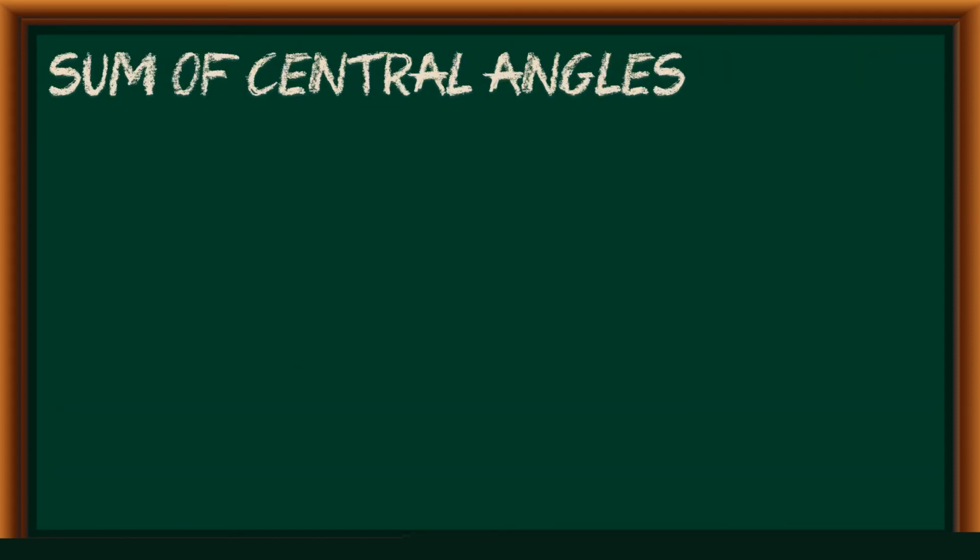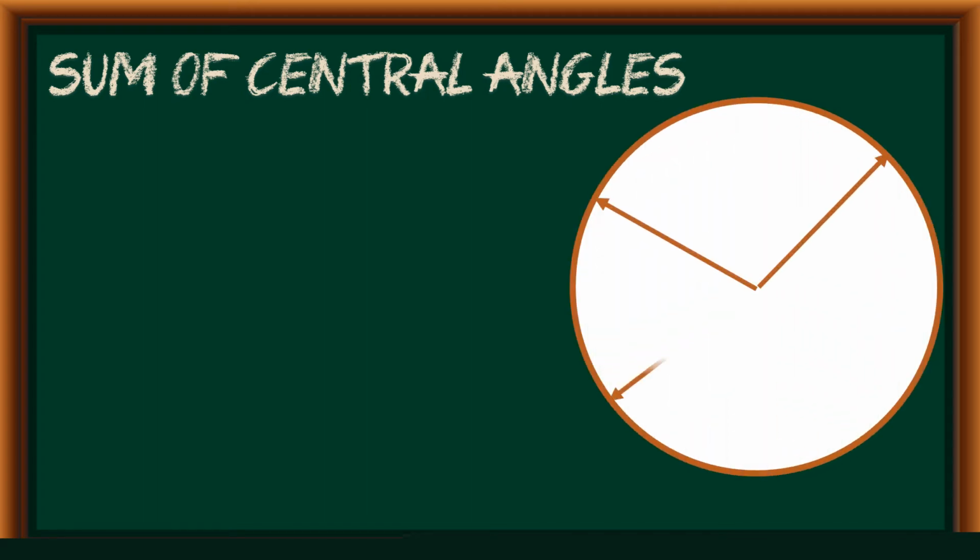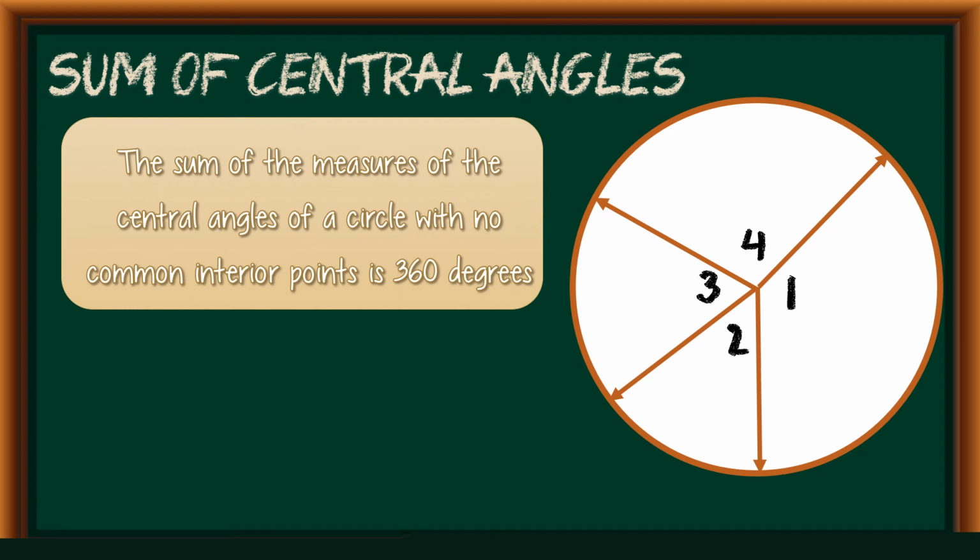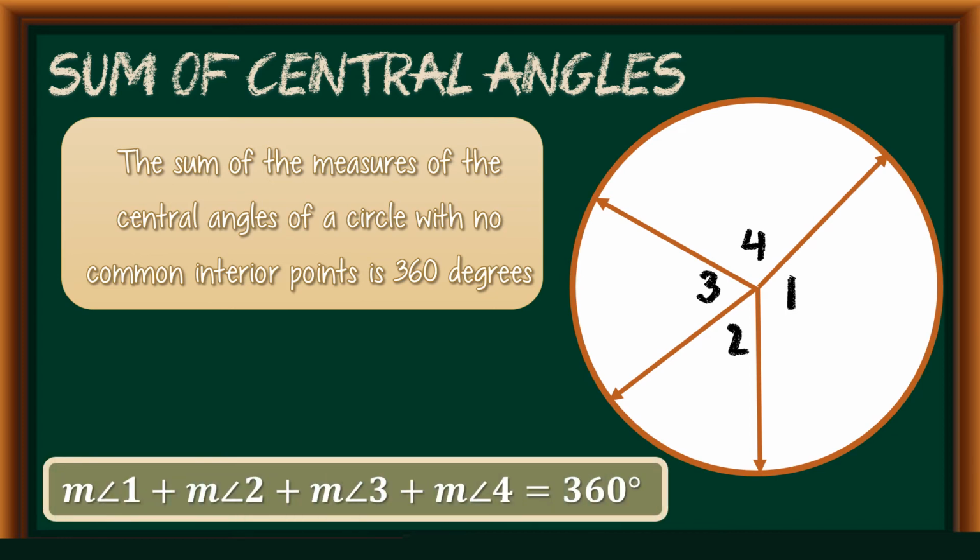Sum of central angles. Suppose we have this circle with central angles 1, 2, 3, and 4. There is a theorem which states that the sum of the measures of the central angles of a circle with no common interior points is 360 degrees. That means the measure of angle 1 plus the measures of angles 2, 3, and 4 is equal to 360 degrees.